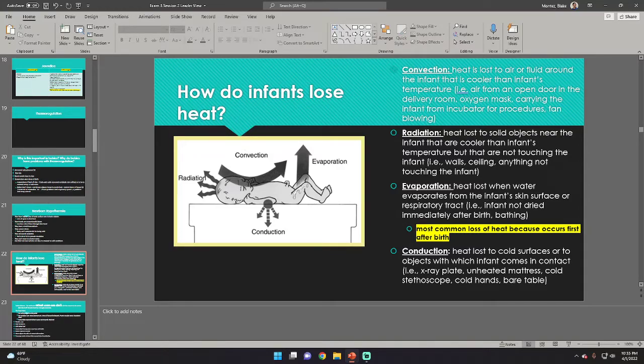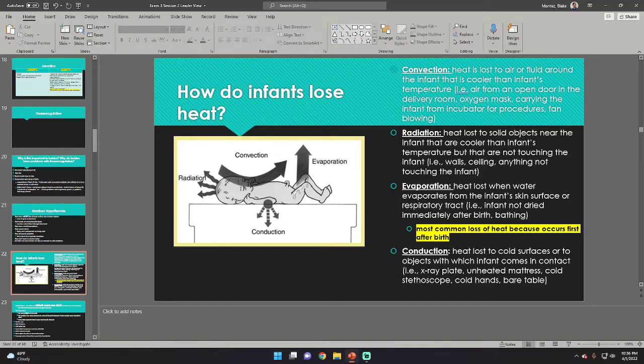Let's start off with convection. When it comes to convection, we're talking about a flow of wind. The heat is lost to air or fluid around the infant that is cooler than the infant's temperature. Maybe it's air from an open door in the delivery room, or you're carrying them to the other side of the room, and that cold air is going really fast over their body, removing the heat, just really stripping it off of them. Okay.